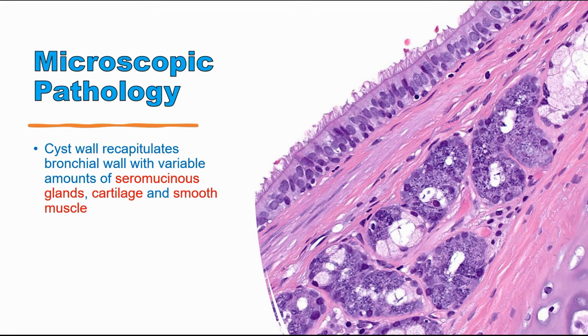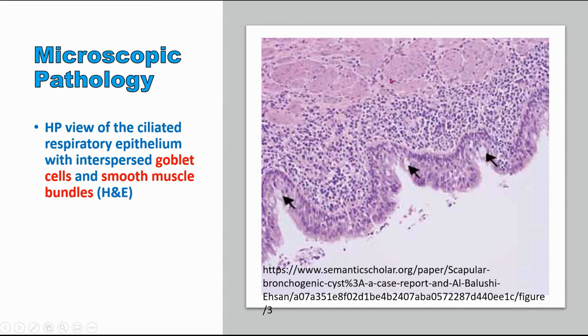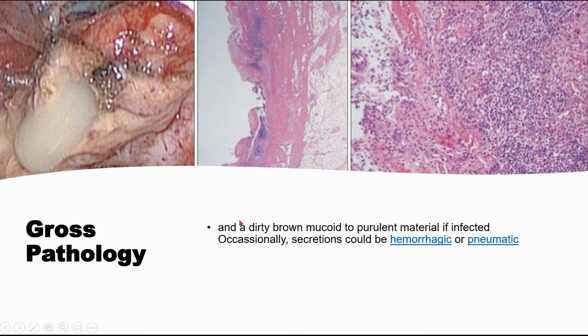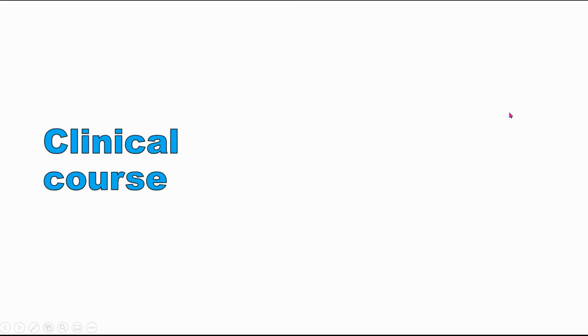You see the cyst wall recapitulates bronchial wall with variable amount of seromucinous glands with cartilage and smooth muscle. Here you can appreciate the smooth muscle bundles. And here you can see that the pseudostratified ciliated columnar epithelium is interspersed with goblet cells, beautiful goblet cells you can see here. This is an infected case. This is a bronchogenic cyst which is infected, and you expect the wall to be infiltrated with inflammatory cells, particularly polymorphonuclear leukocytes.